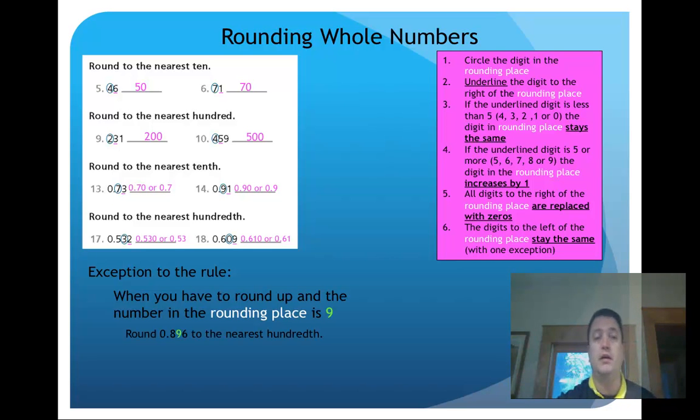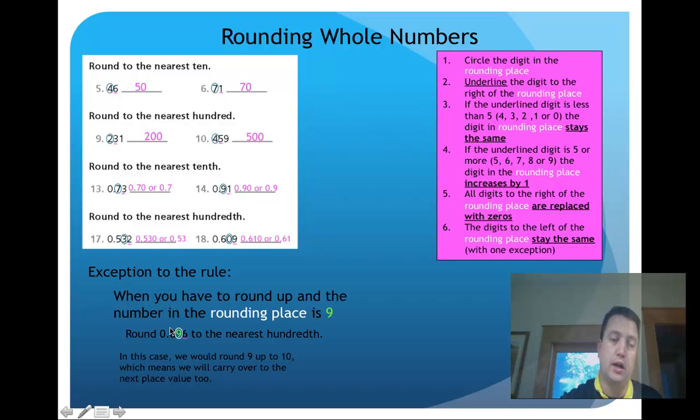So let's say I have to round 896 thousandths to the nearest hundredth, okay? Well, look at my number in my rounding place. That's a 9, and this 6 next to it tells me I got to round that number up, okay? If I round that 9 up, that's going to become 10, okay? Which means I'm going to have to end up carrying over all the way over to the tenths place as well. And I'm going to show you that as a quick addition problem.